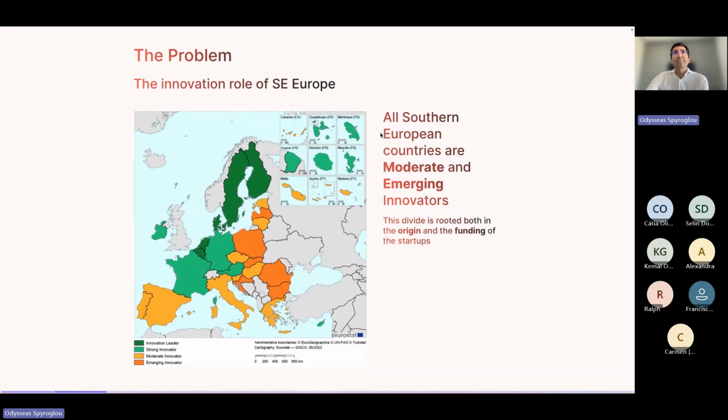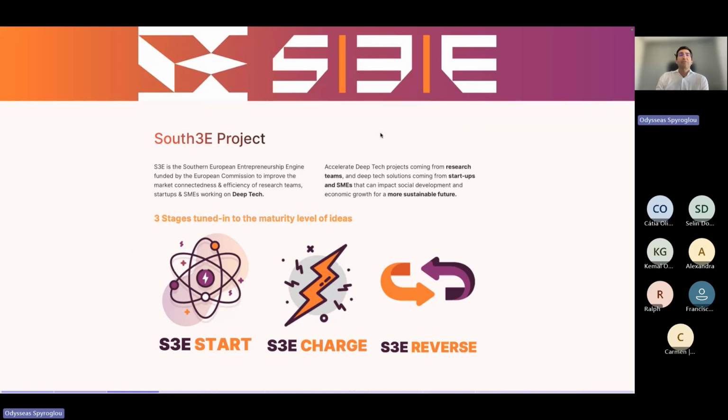Based on that finding, we created the S3E project. It's the Southern European entrepreneurship engine. And the goal of the project is to improve the market connectedness and efficiency of research teams, startups, and SMEs working on deep tech. Now, we have 3 tracks: start, charge, and reverse.